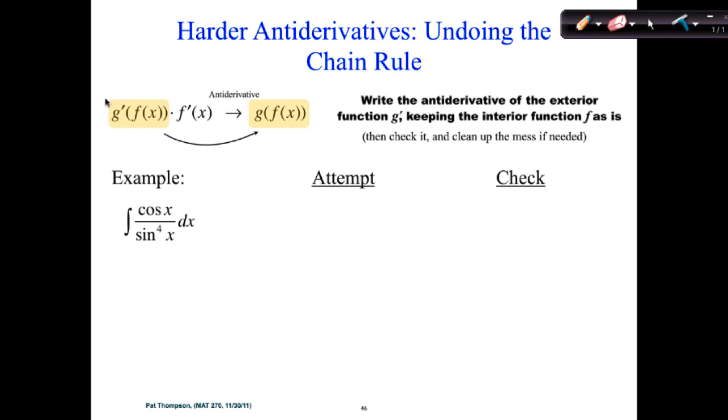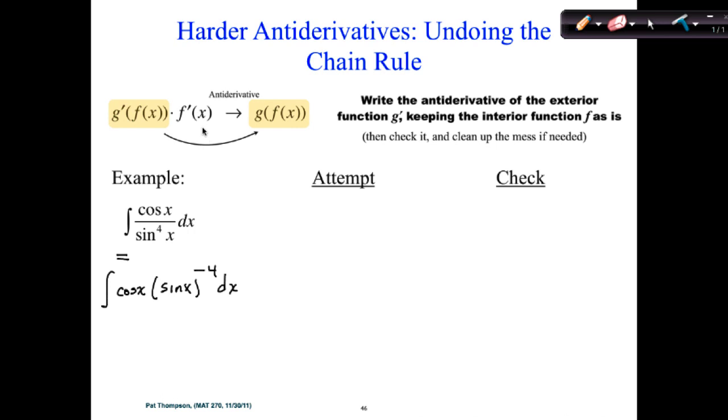Yeah, I mean, what is chain rule is you get a product, right? And this is a fraction, but we can write any quotient as a product. So that's what we want to do first. Cosine x times what? Sine x to the negative 4. Now we're ready. Now it looks just like that. So now what's the first step? Determine which is g prime f and what's f prime.